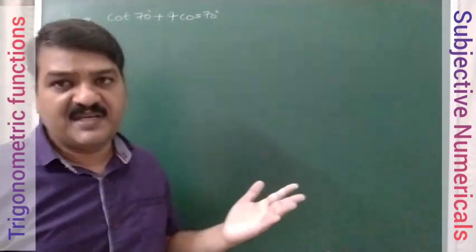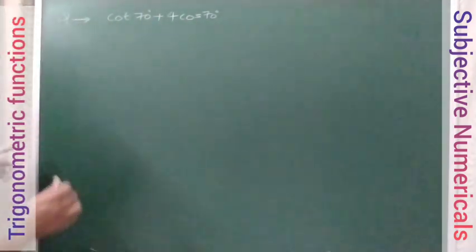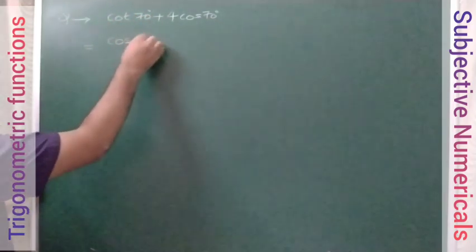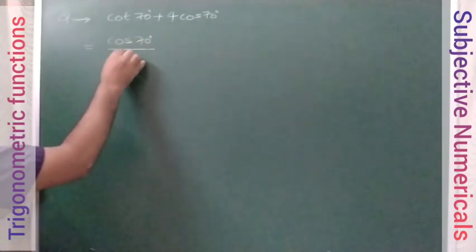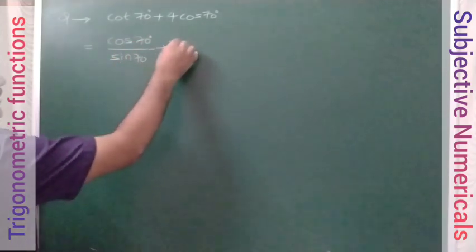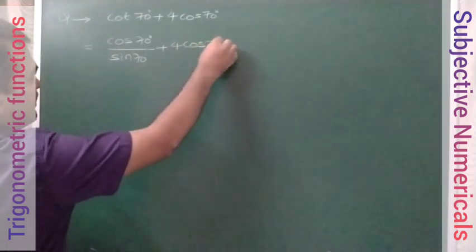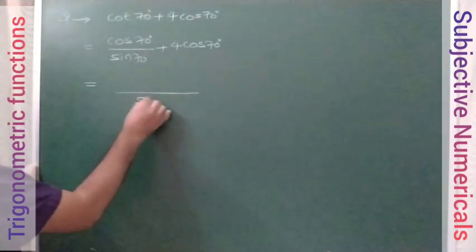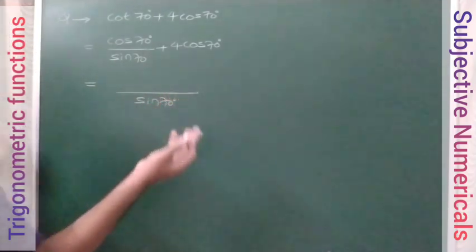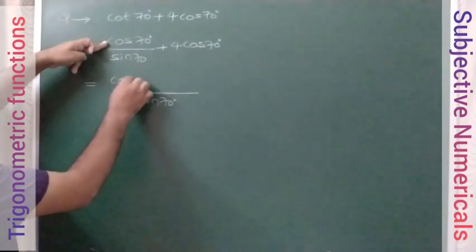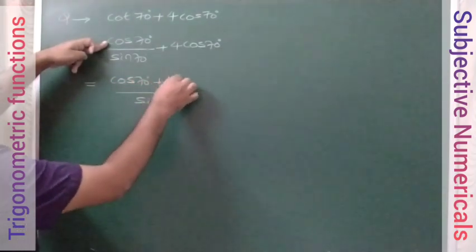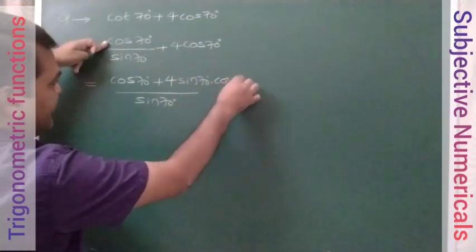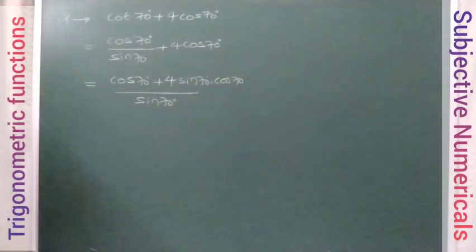So we have to simplify this and find its value. That is the question. First we will write this cot 70 as cos 70 by sin 70, and we try to take LCM and simplify. So if you take LCM now, sin 70 degrees is the LCM of course. So cos 70 degrees plus 4 into sin 70 into cos 70. You are going to get like this.